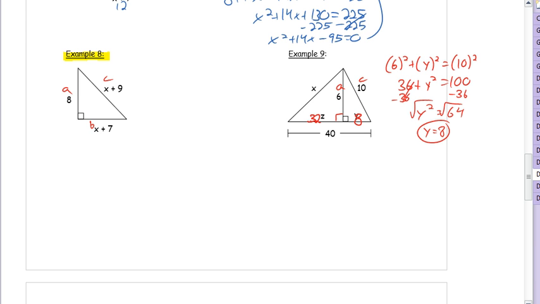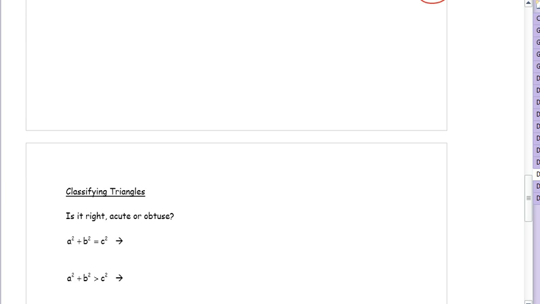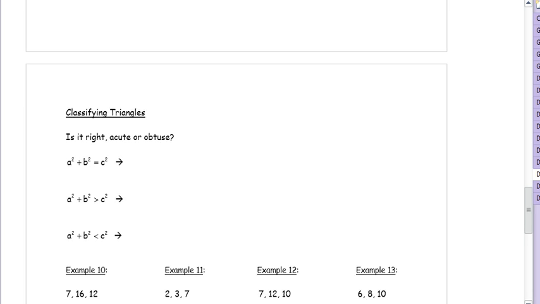x for me. So I want you guys to make sure you finish example 9 just finding x. I already found y and z for you. Make sure you find x by using your Pythagorean theorem. So that's Pythagorean theorem in a nutshell. What are we looking at?